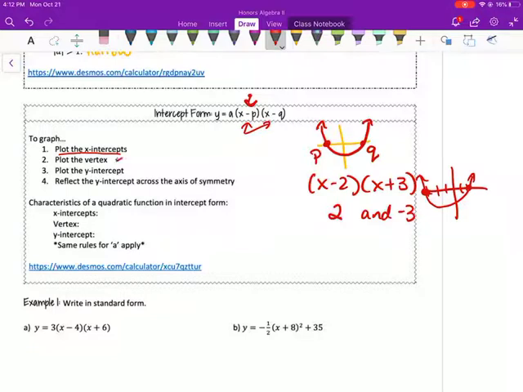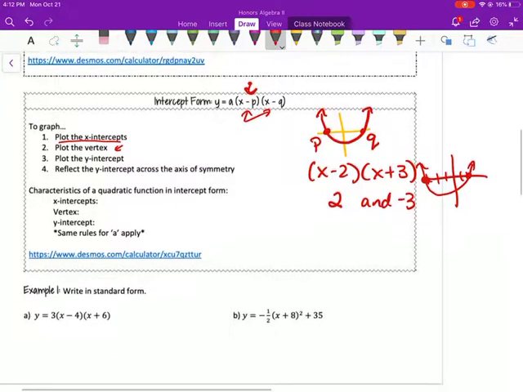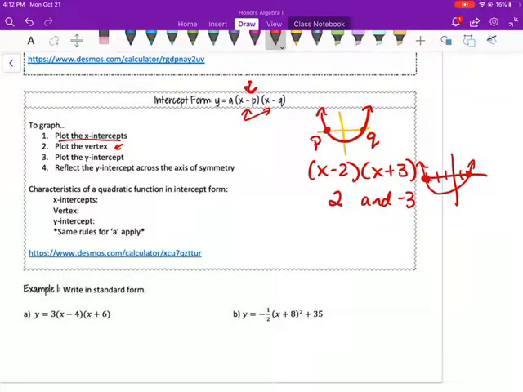We're going to plot the vertex. I'll show you how to find that in a second. Plot the y-intercept. Now the y-intercept is a little tricky to find, but not too bad. All that you have to do is multiply the constants. So it's going to be a times negative p times negative q, and that's going to get you your y-intercept, because our y-intercept is the constants.